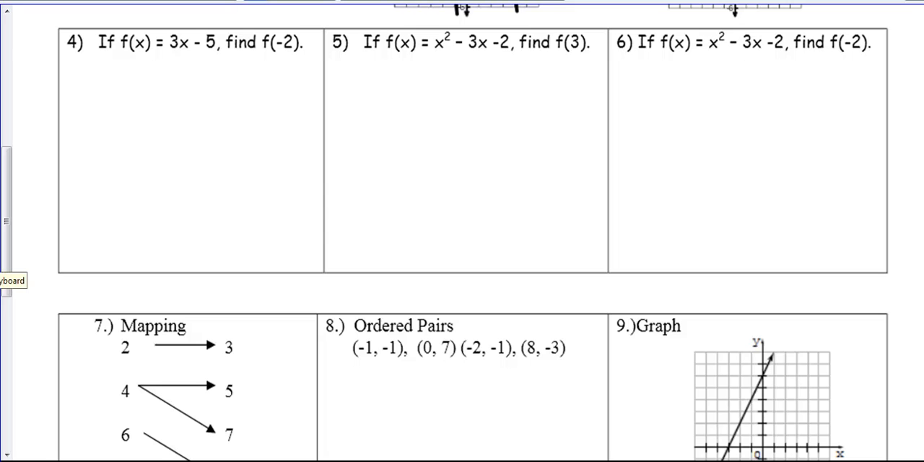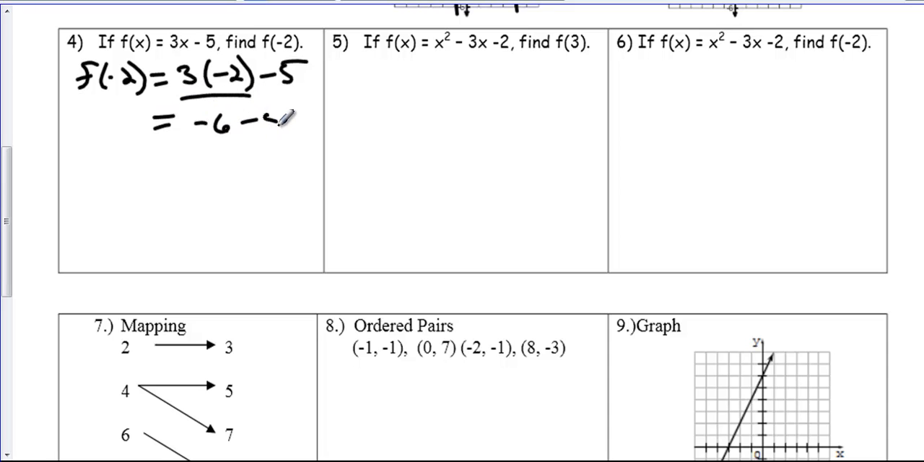Up next, finding function values when we're given an input. Going to work like this. In example 4, we want to find the value when f is -2. So we're going to say f of -2 equals, and wherever I see an x, I'm going to place a -2 in. Now it's just as simple as simplifying. Multiplication first, and then we could do our subtraction. So f of -2 is equal to -11.